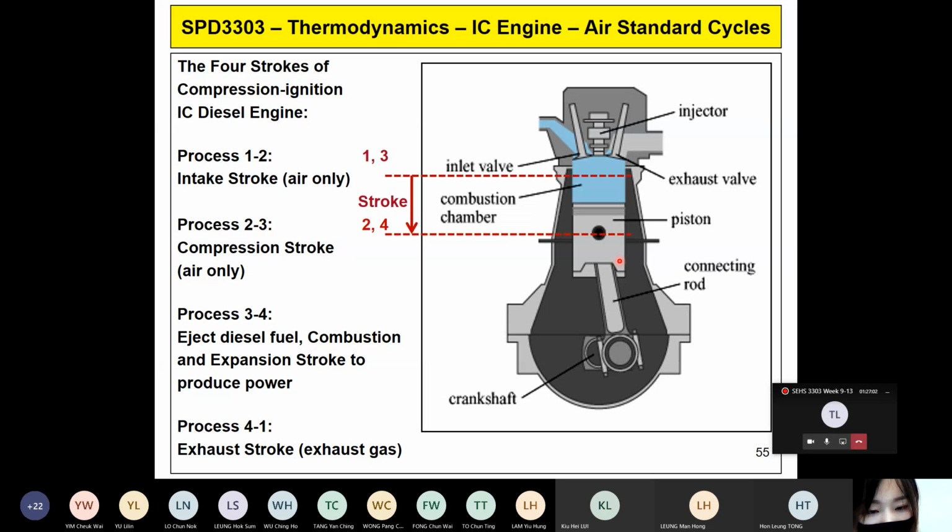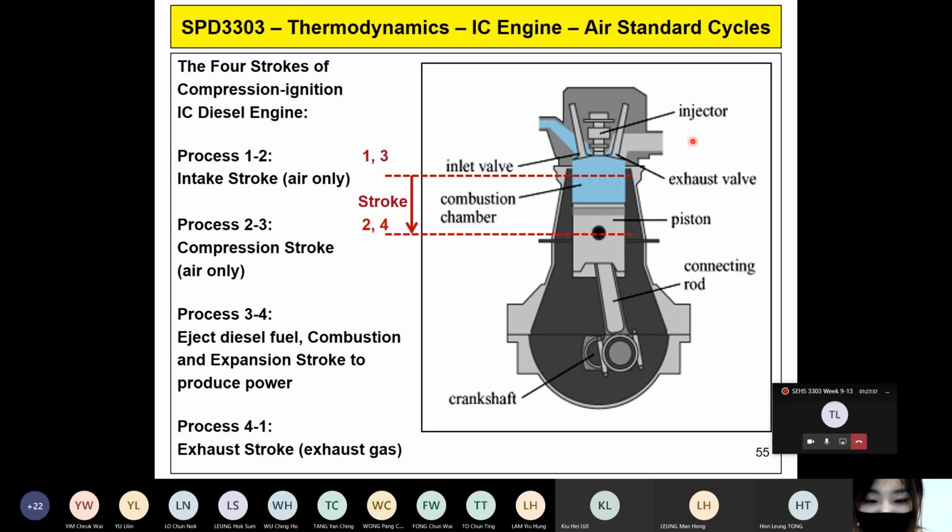The air is then compressed to high pressure and high temperature. Towards the end of this compression stroke, diesel fuel is injected into the cylinder by using the injector. Diesel fuel is then vaporized to start the self-ignition. Combustion occurs.